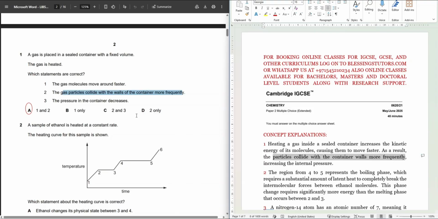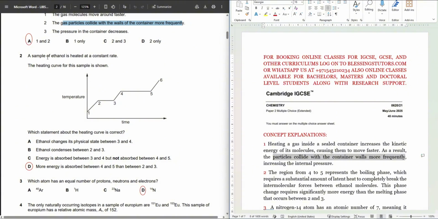Let's move on to our next question, which is: a sample of ethanol is heated at a constant rate. The heating curve for this sample is shown, and you can see in this graph that from 1 to 2 the gas particles are moving with the increase in temperature, and then from 2 to 3 it is constant. Again from 3 till 4 it is increasing, from 4 till 5 it is constant, and then from 5 to 6 it is increasing. Hence, we need to find out by looking at this graph which statement about the heating curve is correct.